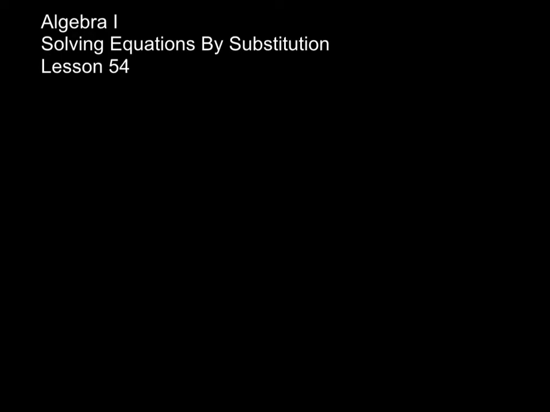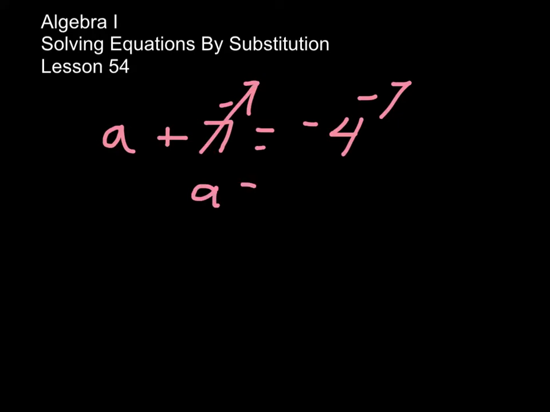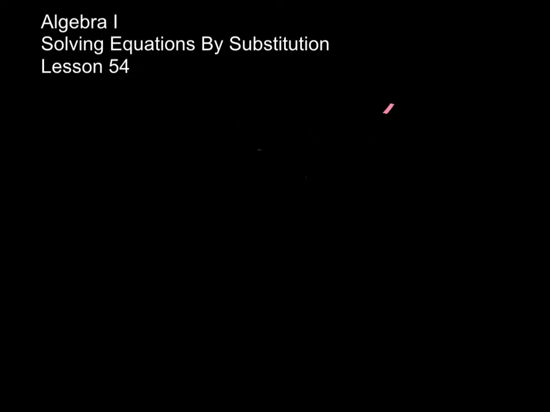Right, as you can see, solving equations by substitution is our next topic. And we've solved equations before, right? For example, if I had a plus 7 equals negative 4, what would we do to both sides to solve this equation? Let's see, they're adding 7, so we'd subtract 7, right? And we get a is equal to negative 11. That's pretty straightforward. When we have an equation with one letter, it's fairly easy to solve it.